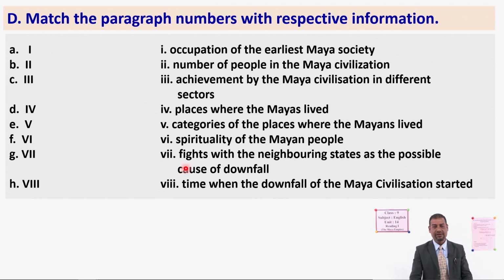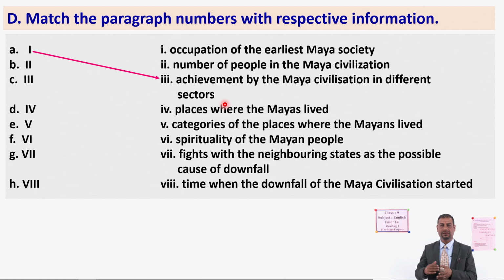And again we have fights with the neighboring states as the possible cause of downfall, and time when the downfall of the Maya civilization started. Which one is the main gist of the first paragraph? Can you tell me now? Okay, I just want to show you examples. See, it is achievement by the Maya civilization in different sectors, okay, like agriculture, pottery, and some more. This is how you have to find out the gist of each paragraph and match it at your home. Is it clear to you?